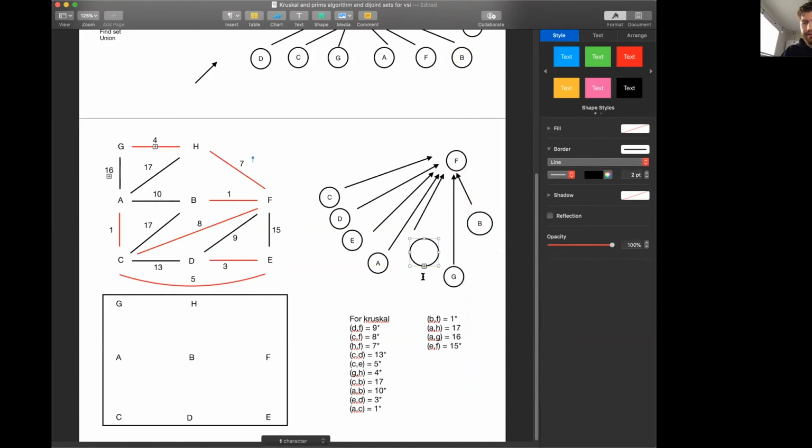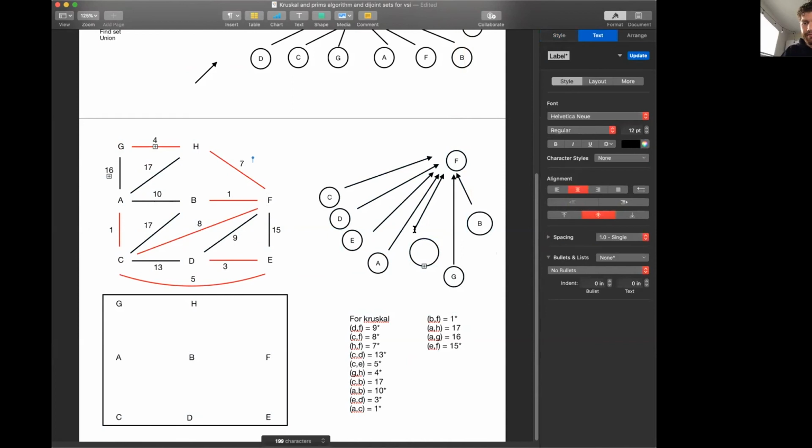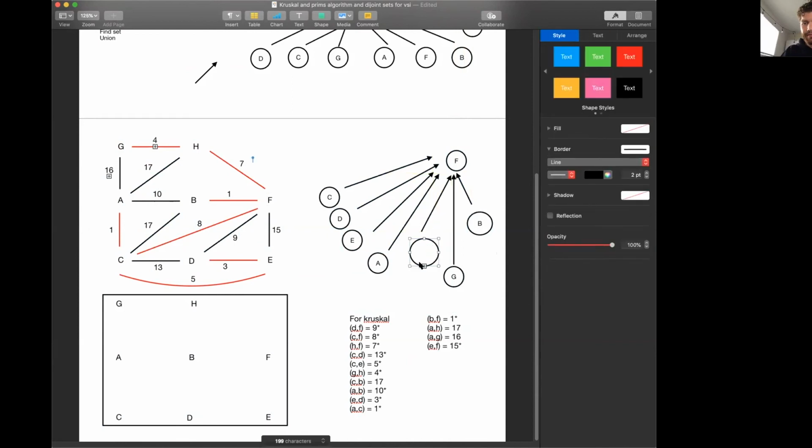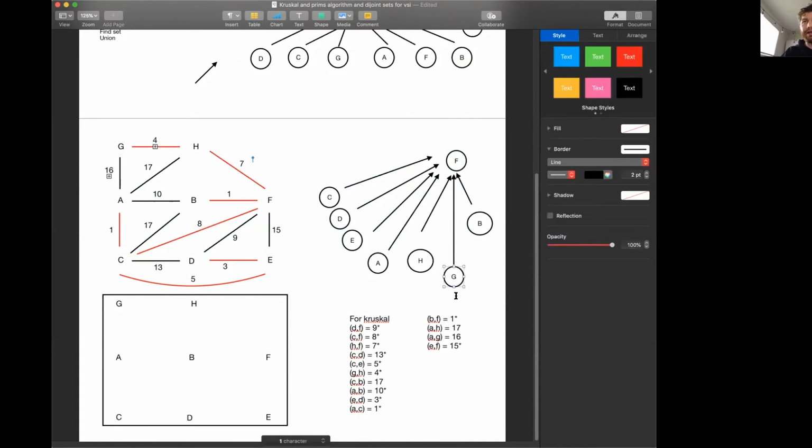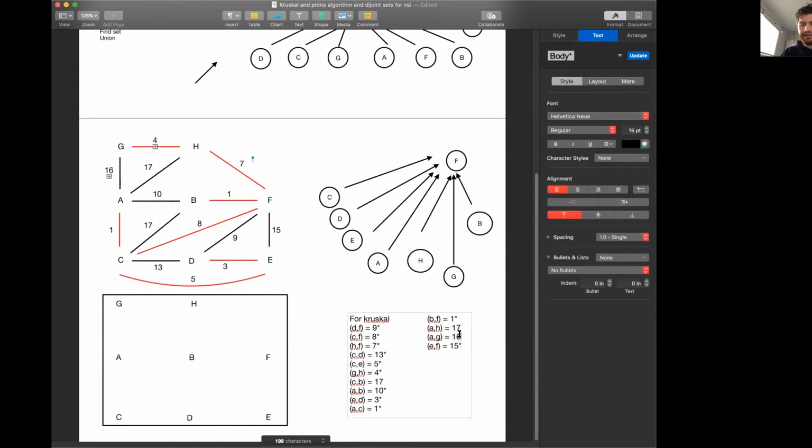What is happening here? I want to know what's inside this edge. Okay, this is an H. All right, so I called find set on G, it gave me F. I called find set on A, it gave me F. They are in the same disjoint set. I'm not going to union, but I just need to notice that I had to do some path compression on G. And I'm not going to color it red because it did not cause a union. All right, I process this one.